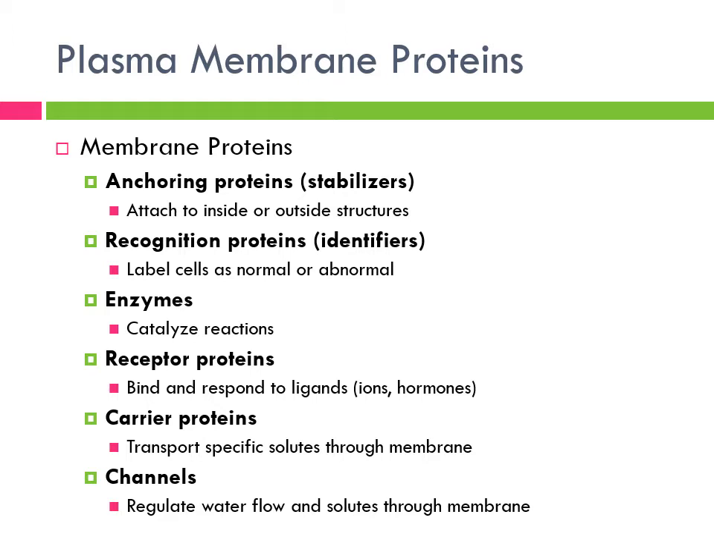Enzymes help to catalyze reactions. Enzymes can be integral proteins or peripheral proteins. Receptor proteins bind and respond to ligands. A ligand is basically anything that can come and bind to these receptor proteins. So it could be an ion like calcium or hydrogen, or it could be a hormone or a neurotransmitter. All of those different things bind to receptor proteins. Carrier proteins transport solutes through the membrane, and channel proteins regulate water flow and some solute flow through membranes.